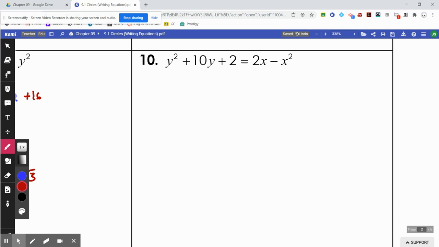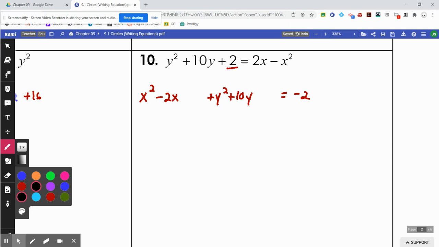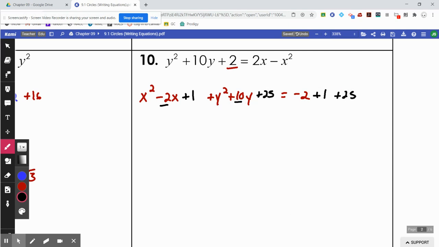Group your x stuff first. So let's move our x squared over, so that'd be x squared. Move your 2x over as well, so that'd be x squared minus 2x, leave a space. Plus y squared plus 10y, leave a space. Move your constant to the other side, so equals negative 2. Completing the square, take half of it, multiply it times itself. Don't forget to add it to both sides. Take half of it, multiply it times itself. Don't forget to add it to both sides.